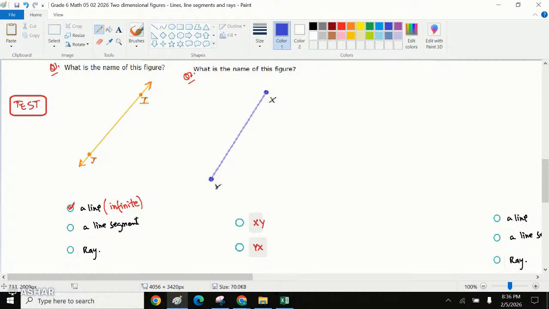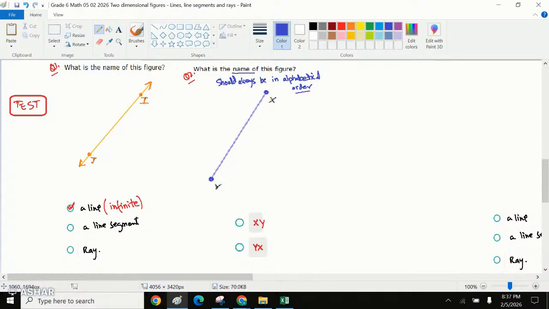What should be the name? The name should always be in alphabetical order, right? So that we know. Okay, XY. Ashik, it has to be XY, because X comes before Y.